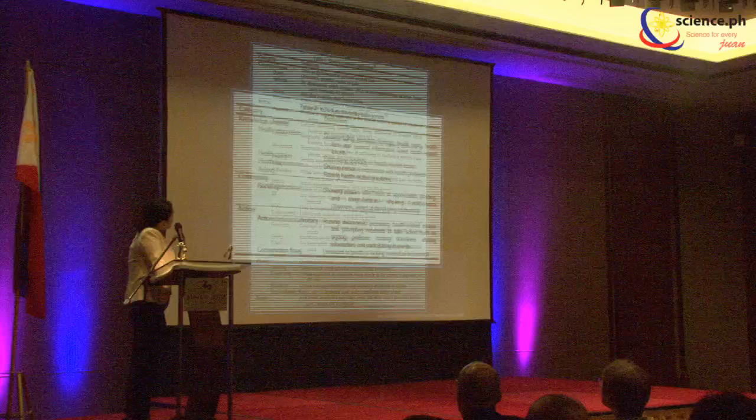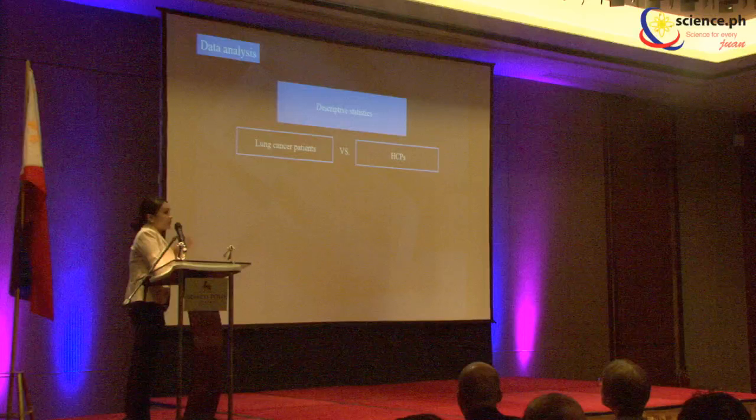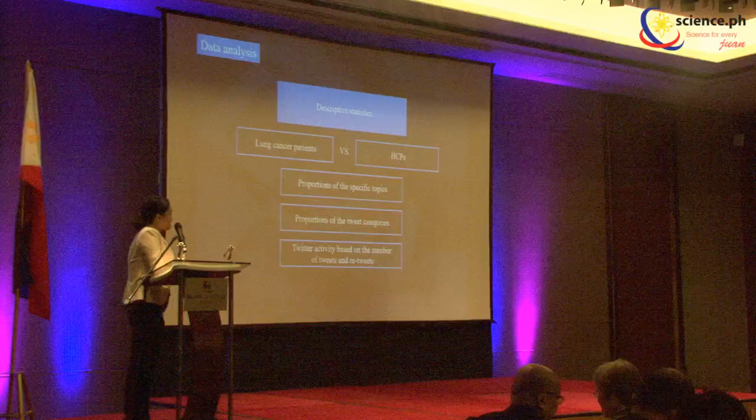So the proportions of the specific topics, proportions of the tweet categories, and Twitter activity based on the number of tweets and retweets, and the description of the sources of retweets. For Twitter activity, we compared lung cancer patients and physicians, and physicians versus other healthcare professionals. And since we are talking about cancer, we also wanted to compare the activity of the oncologist versus other physicians.